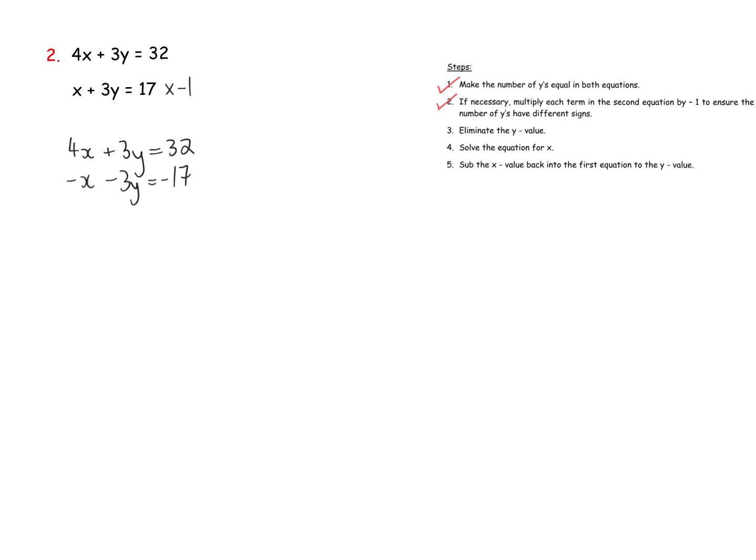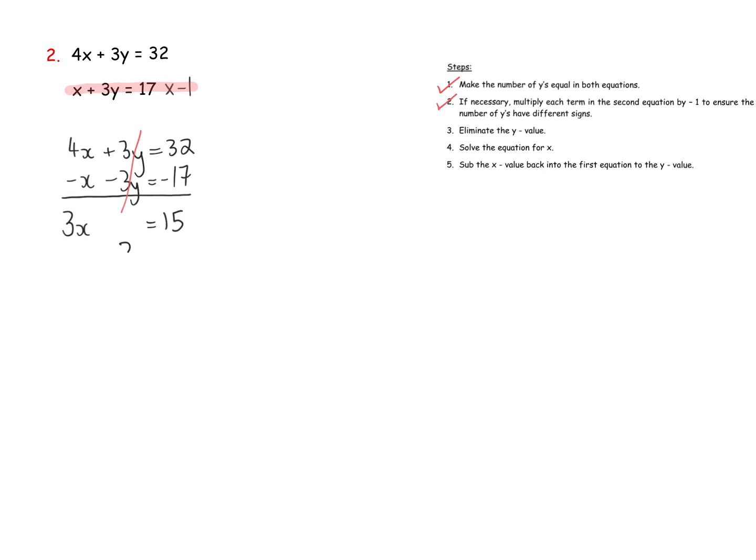Making sure that you remember that we have to multiply the entire line by -1. Not just the y term, but the entire line by -1. Then, if both of them are correct, we can put a line underneath the simultaneous equation and eliminate the y term. So we have 4x minus x, which will give us 3x, and 3y minus 3y, which will eliminate and give us 0y, so we don't need to write that. And then we have 32 minus 17, which will give us 15.